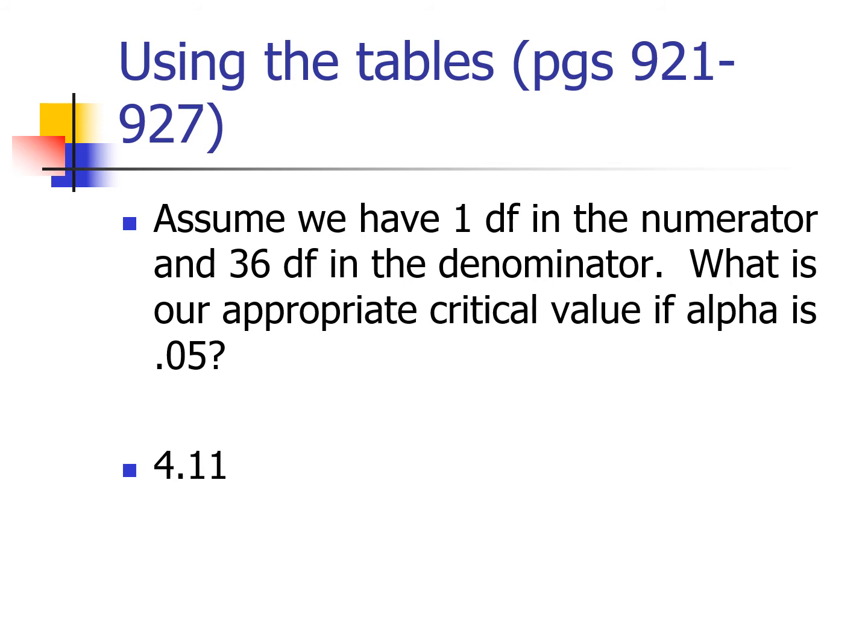The way the tables work is they help us find critical values for different alpha levels. Now, the critical value depends on two different things. Well, it depends on one thing, the shape of the distribution, but the shape of the distribution depends on two things, the numerator degrees of freedom and the denominator degrees of freedom.